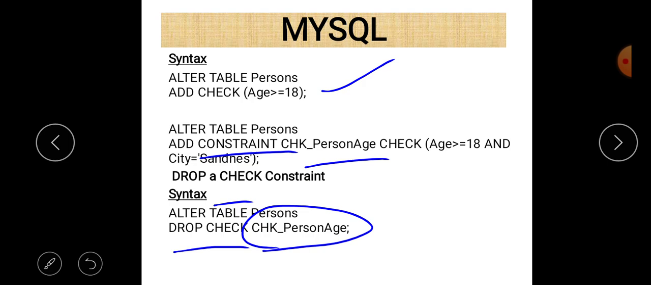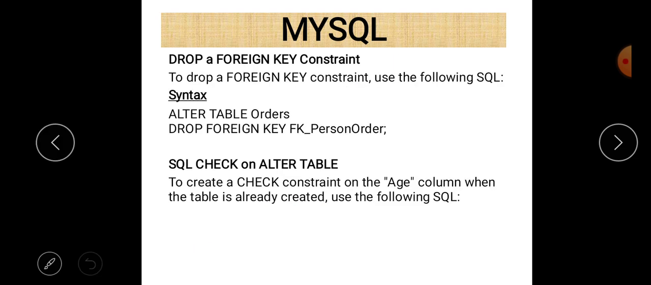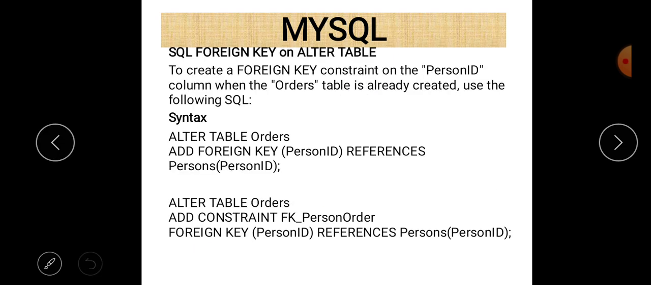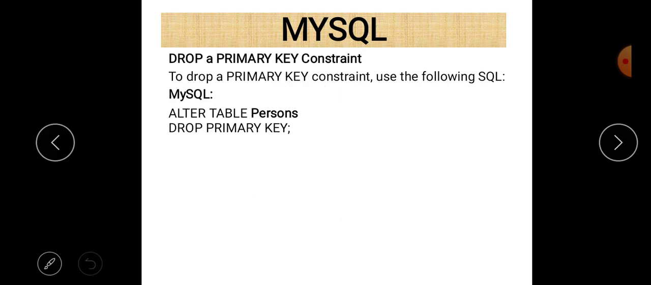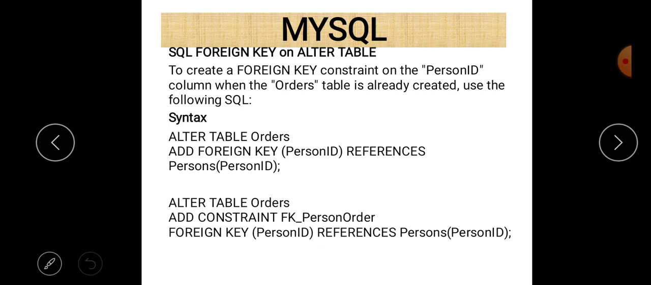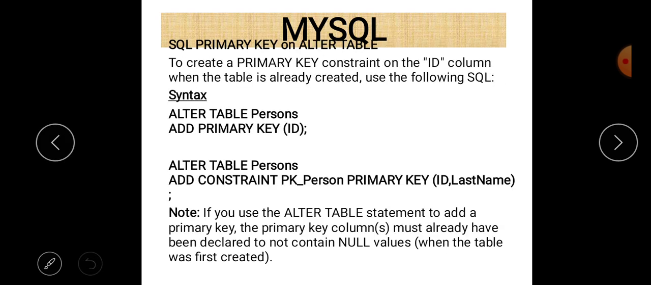and it is applicable to all constraints. Just like that, you can see that in the foreign key we also give the name of the constraint, FK_PersonOrder. And also in the case of the primary key we just write ALTER TABLE Persons ADD CONSTRAINT PK_Person PRIMARY KEY (ID, LastName).